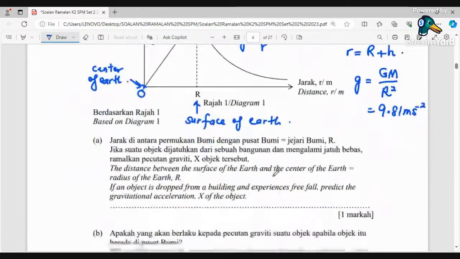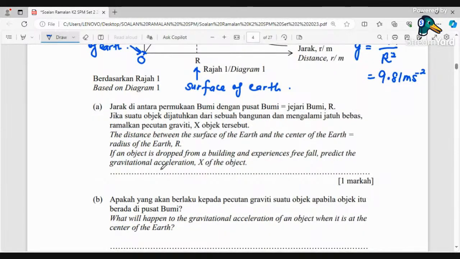Okay, let's look at the question. A. The distance between the surface of the Earth and center equals the radius. If an object is dropped from a building and experiences free fall, predict the gravitational acceleration X of the object. So it's a free fall. If free fall, the value of X equals the acceleration due to gravity. So it's 9.81 m s^-2. This one just predict, so no need to use a formula to calculate. Predict only.